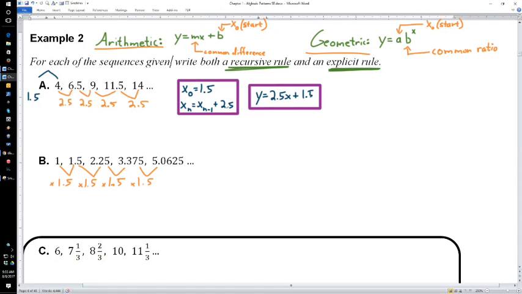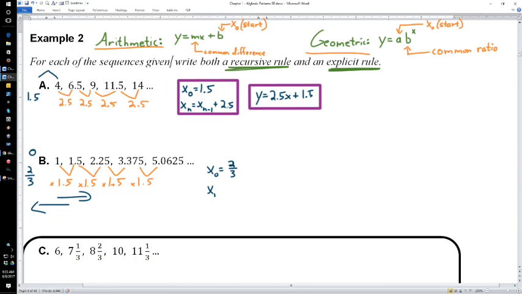So, your explicit rule. We've got to find your starting point. So, if I'm multiplying to go this way, I divide to go the other way. What's 1 divided by 1.5? It is 0.666666, which hopefully you realize is actually 2/3. And if you don't know that, just hit math, enter on your calculator, you'll get 2/3. Okay? So, x of 0 equals 2/3.